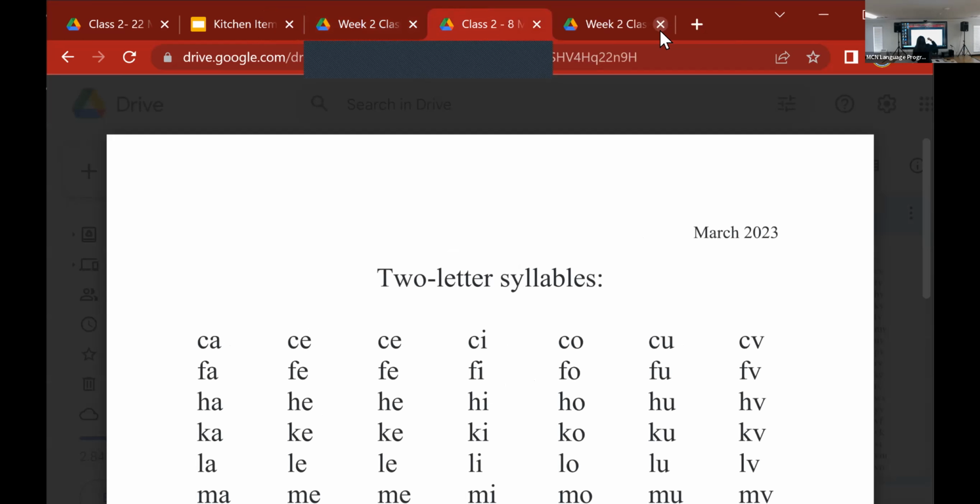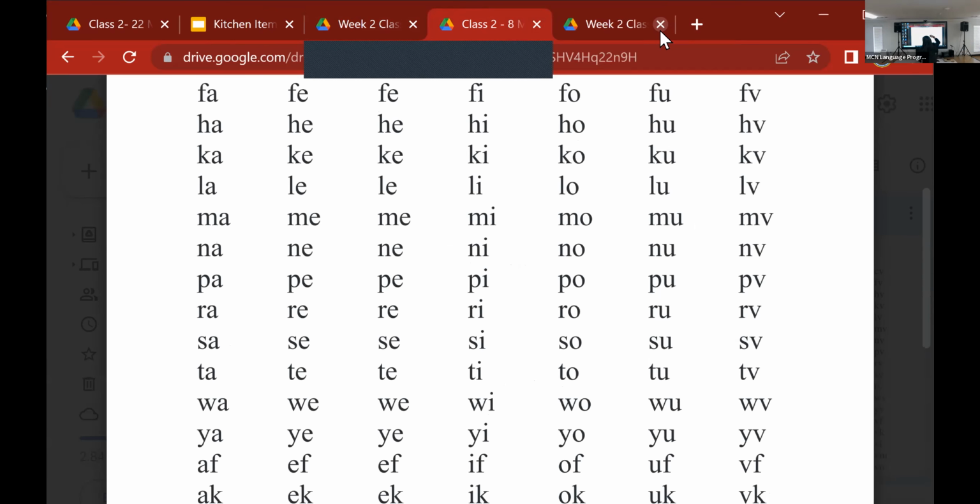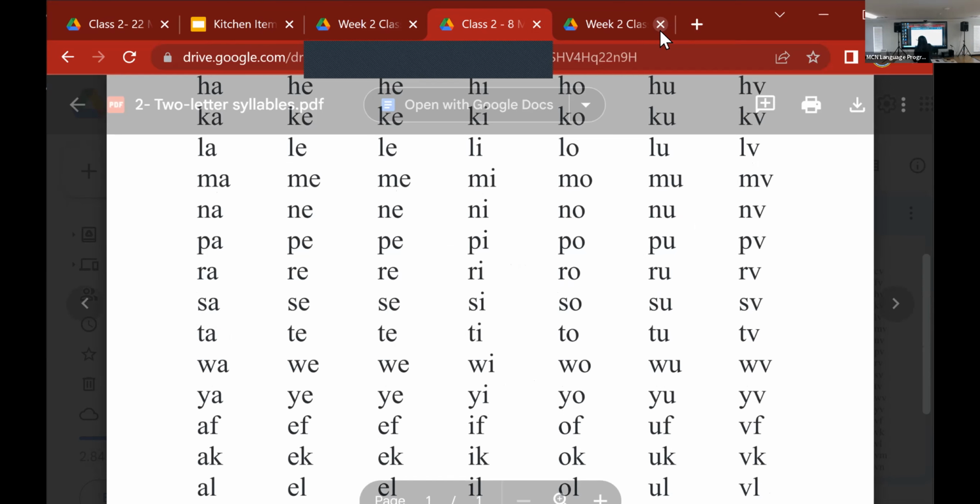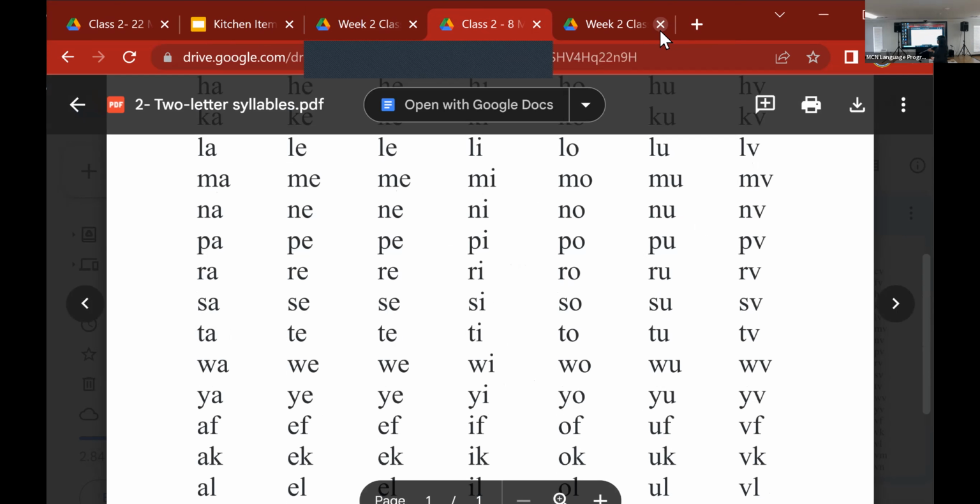So let's do a couple of 2-letter syllables. Let's just do 2 rows here. We're going to start out with this. I will say it, and then you guys can say it with me. You guys have already practiced this and already know this.